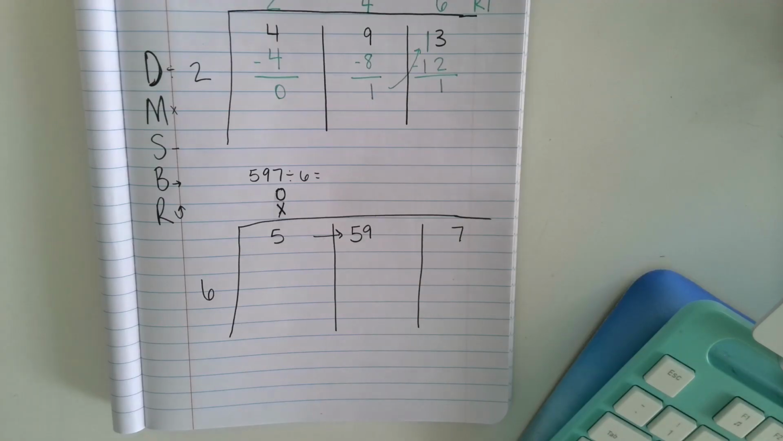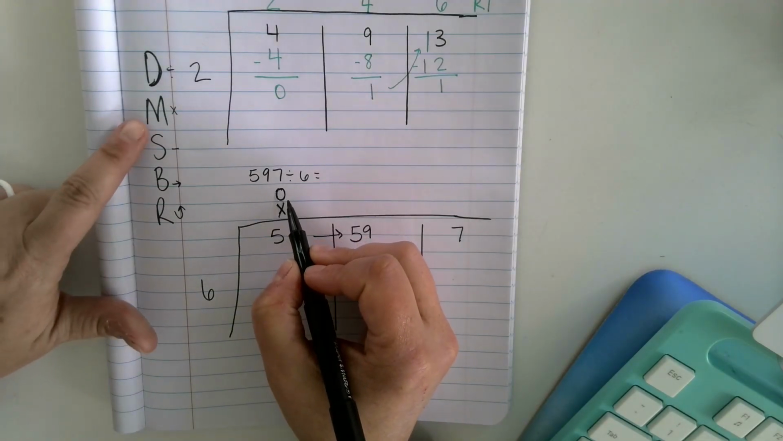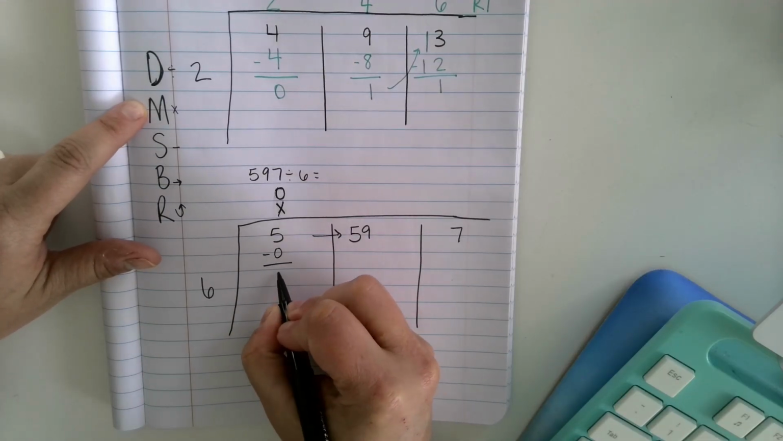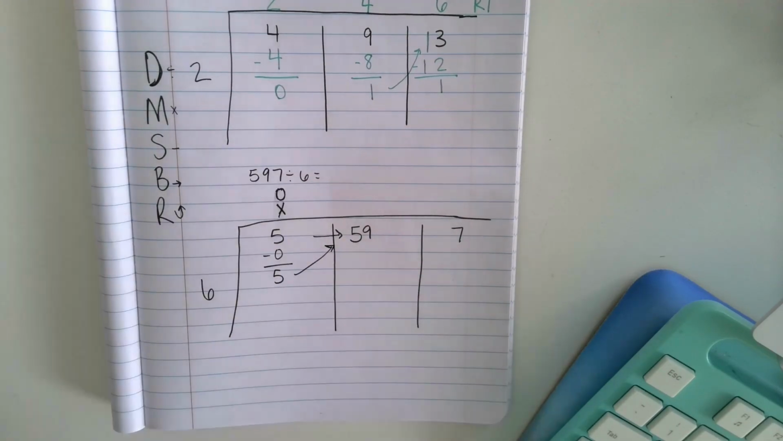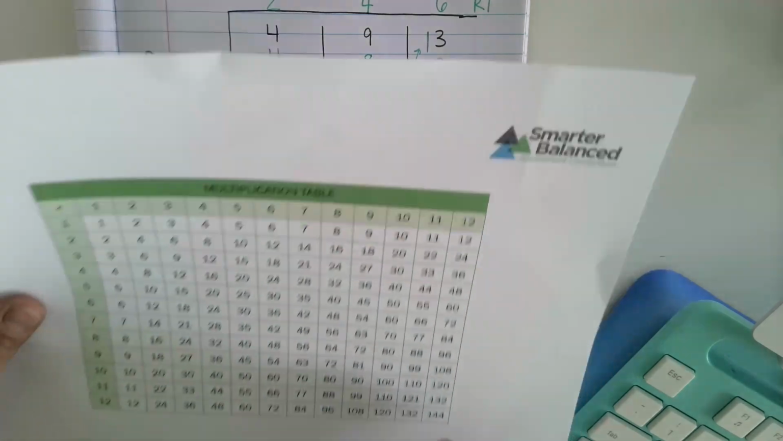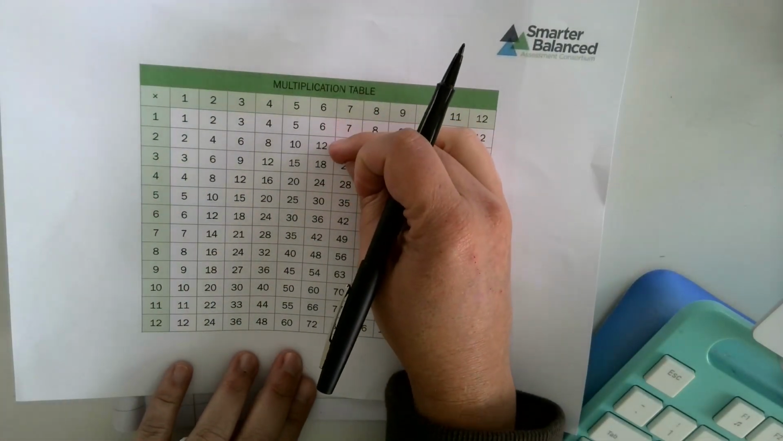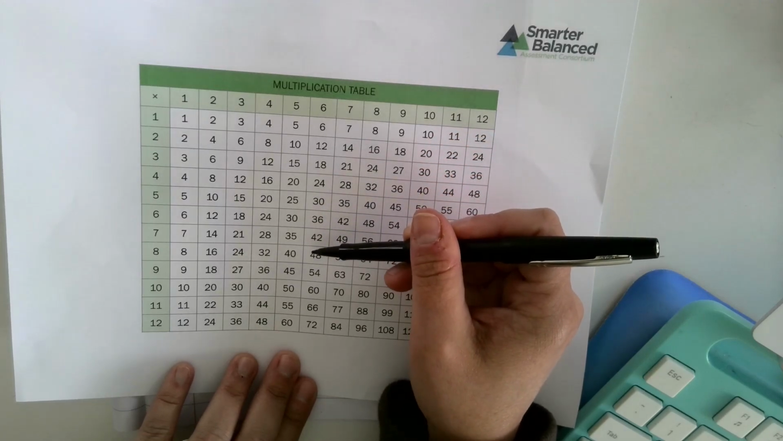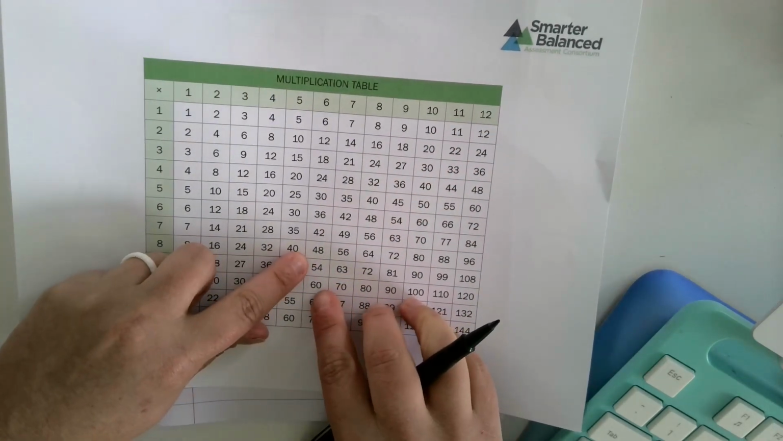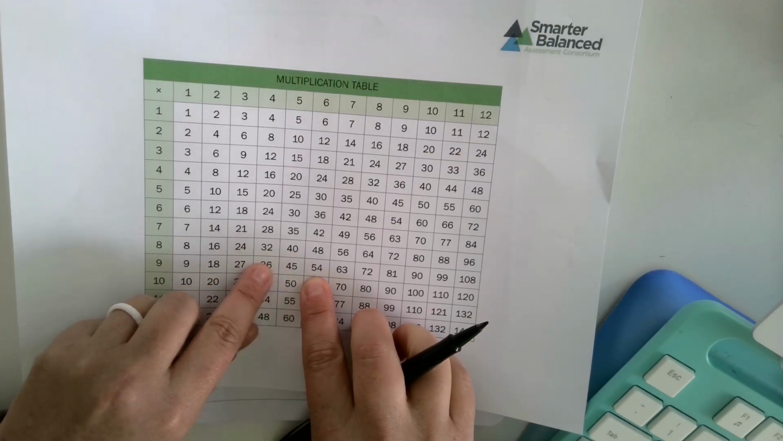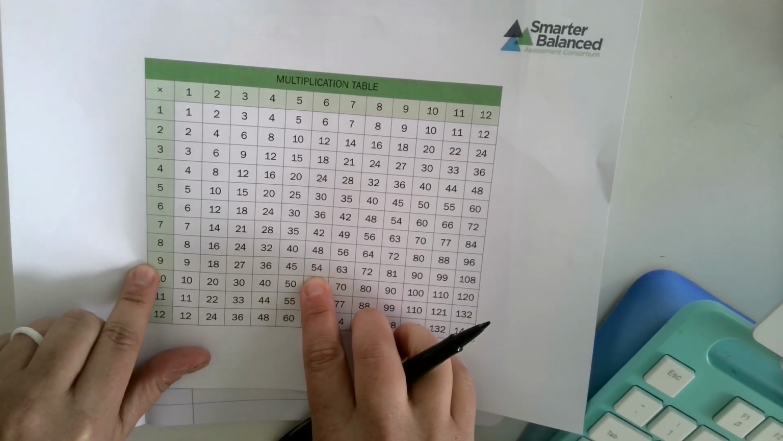If I wrote 0, I could multiply. 0 times 6 is 0. Subtract, I get 5, and then I bring the 5 over. So either way works, okay? Whichever way your brain works, that's the way you do it. Now I have 59. So I want to look in my 6th row for something that is either 59 or as close to 59 as I can go without going over. I don't see 59. I see 54 and 60. 60 is over, so I have to go with 54, which would be 9.